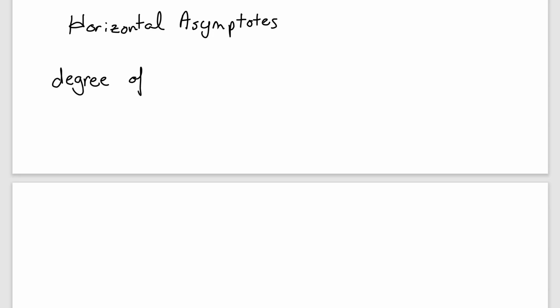Continuing with rational functions, we're going to look at how to find the horizontal asymptotes. We've already talked about how to find the vertical asymptotes. Now let's talk about finding the horizontal asymptotes. When we're looking at the horizontal asymptotes, we have to look at the degree of the numerator and the denominator. And we're going to compare these degrees.